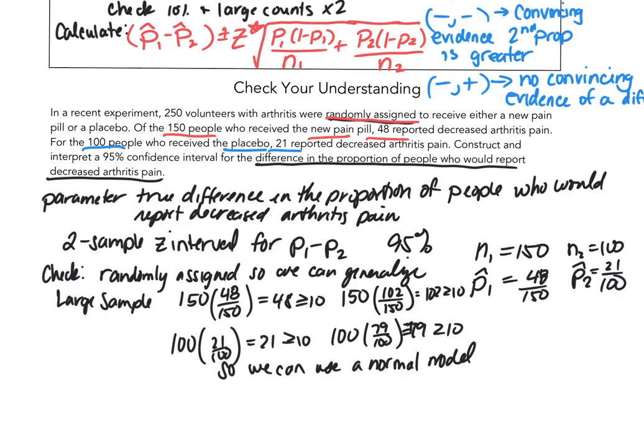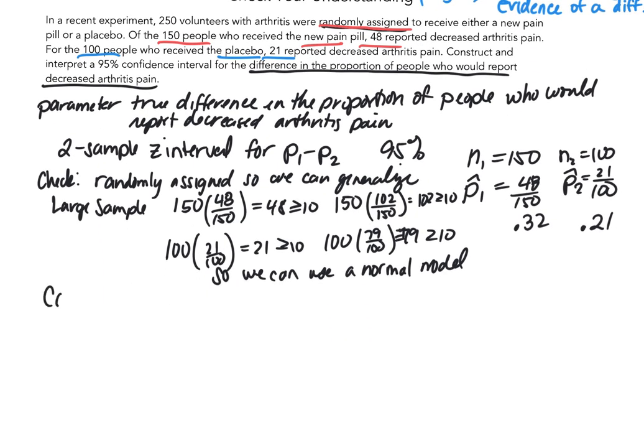So let's actually get some decimals for these. This one is obviously 0.21, and 48 divided by 150 is 0.32. So our calculate is going to be P hat 1 minus P hat 2. Okay, that's our point estimate, right? Plus or minus margin of error.